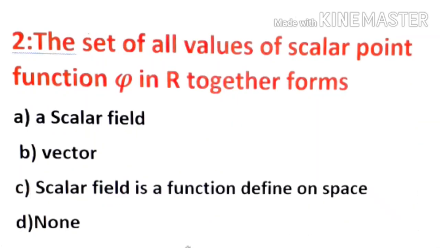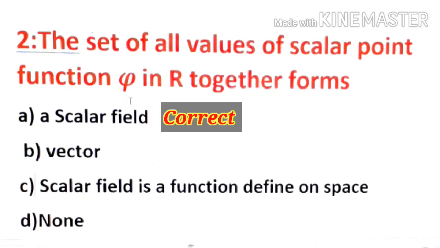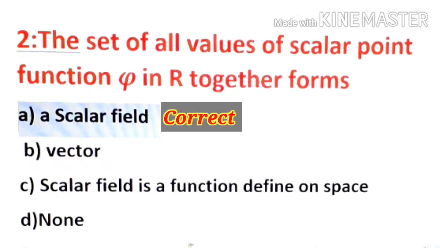The set of all values of a scalar point function phi in R together forms option A, a scalar field. Option B, vector. Option C, scalar field is a function defined on space. Option D, none. The correct answer is option A, a scalar field.